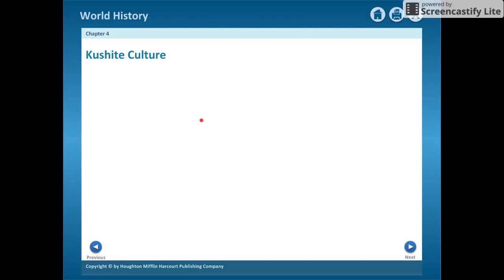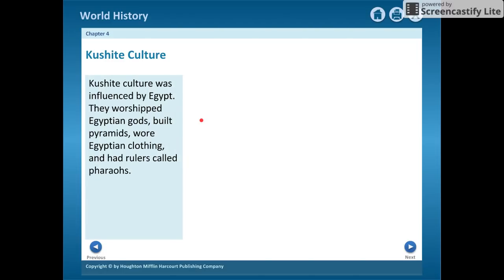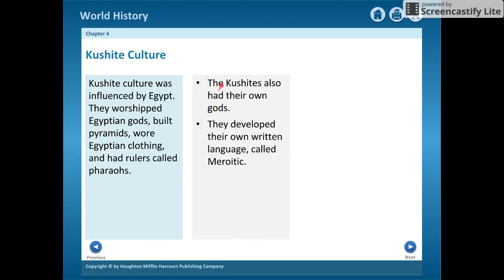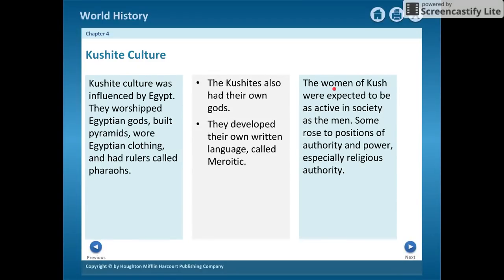Kushite culture. Kushite culture was influenced by Egypt. They worshipped Egyptian gods, built pyramids, wore Egyptian clothing, and had rulers called pharaohs. The Kushites also had their own gods. They developed their own written language called Meroitic. And the women of Kush were expected to be as active in society as the men. Some rose to positions of authority and power, especially religious authority.